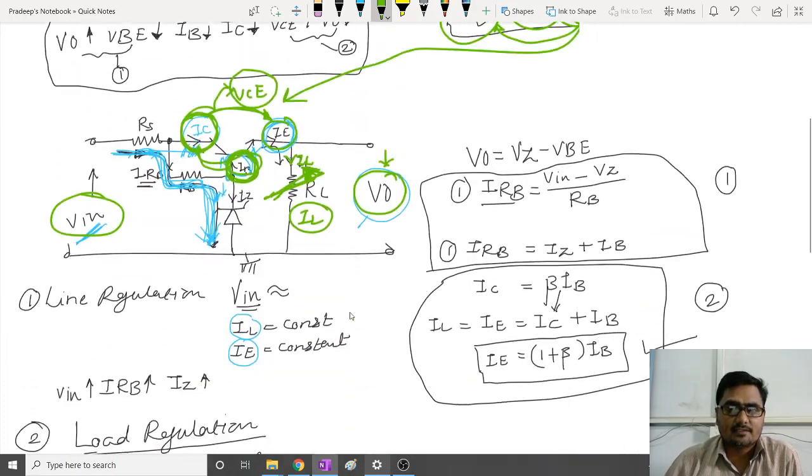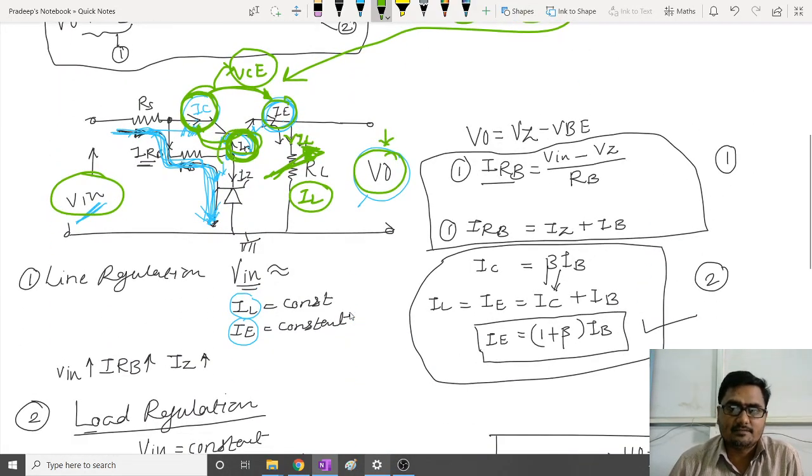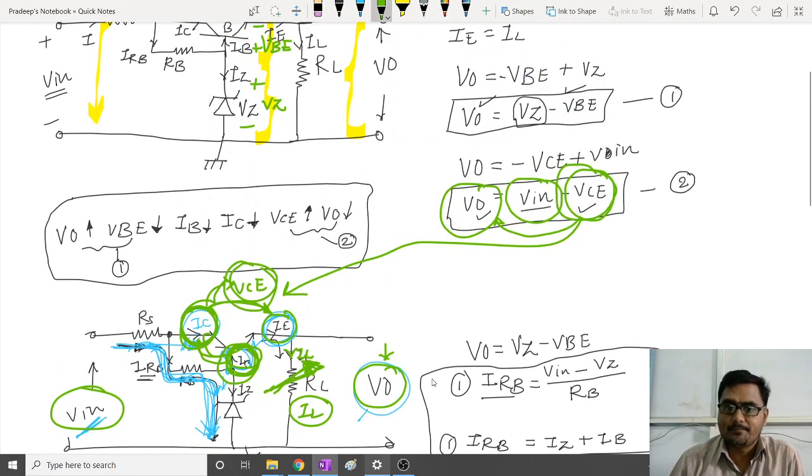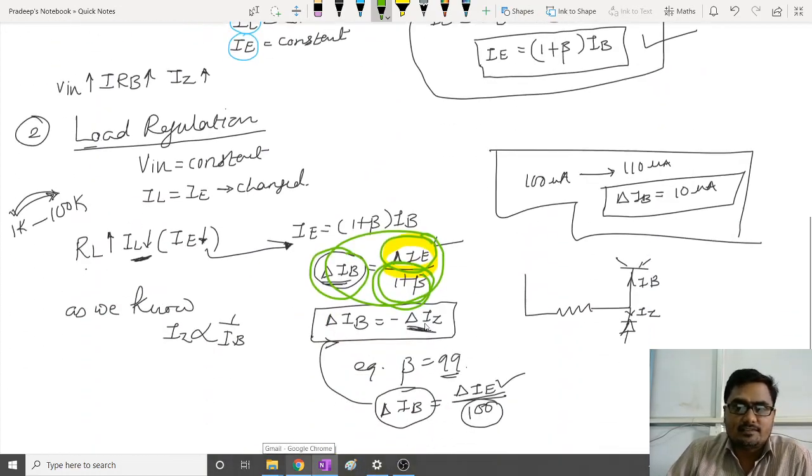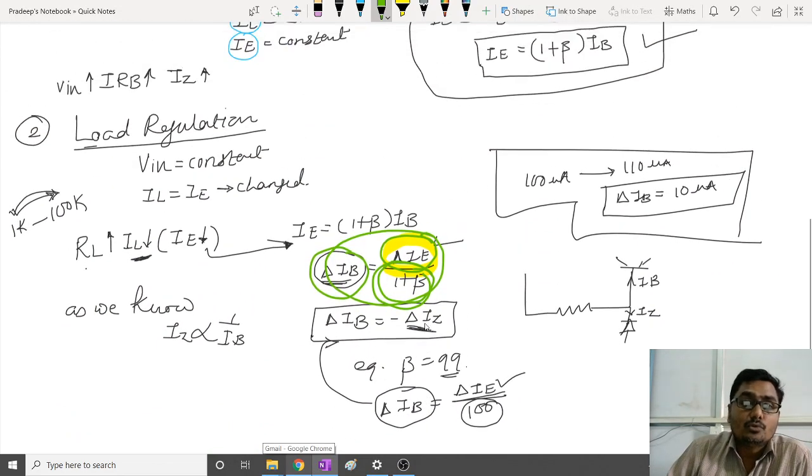So there is very small change in IB, it means there is very small change in IC. There is very small change in VCE then. So as there is very small change in VCE, there is very small change in output voltage VO. Hence output voltage change is very small, as good as neglected. Output voltage will remain constant. This is how load regulation works.